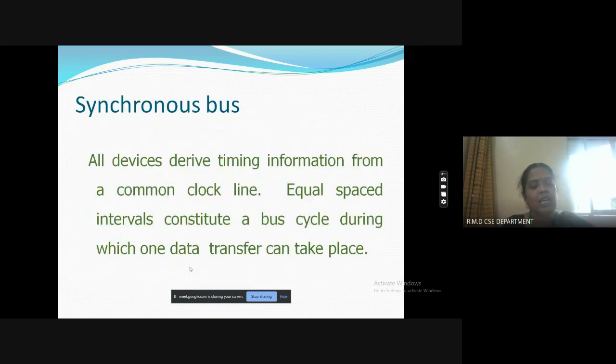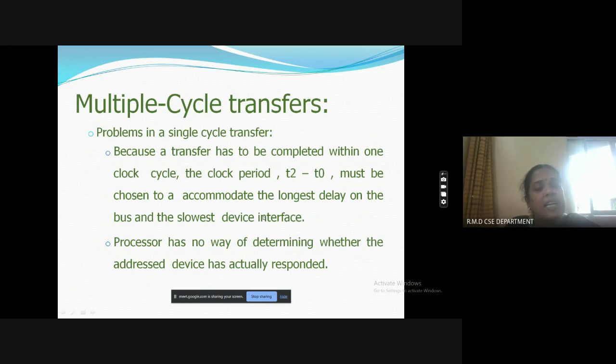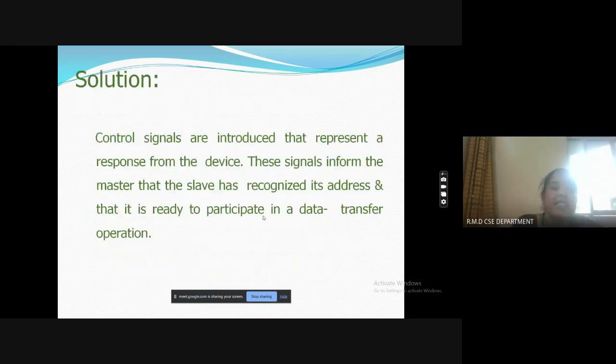Now, the first type is called the synchronous bus. In the synchronous bus, the devices communicate by a common clock line, with equally spaced intervals. Multiple cycle transfer is used by the asynchronous bus, whereas the synchronous bus does not use that. Because the transfer has to be completed within one clock cycle, the clock period must be chosen to accommodate the longest delay. So the processor has no way of determining whether the addressed device has actually responded.